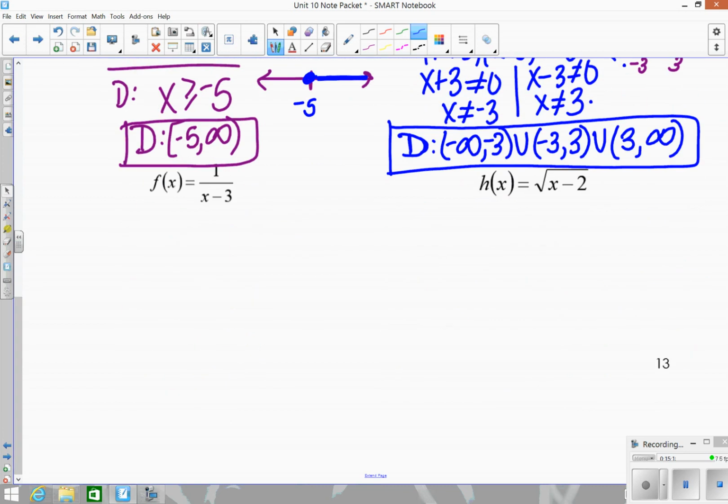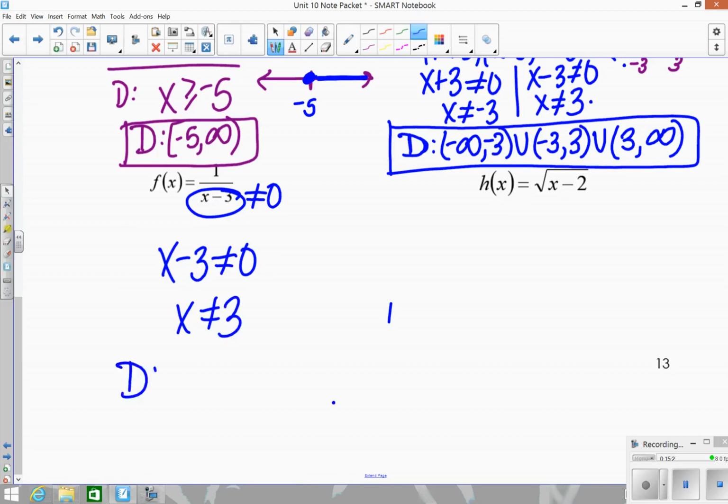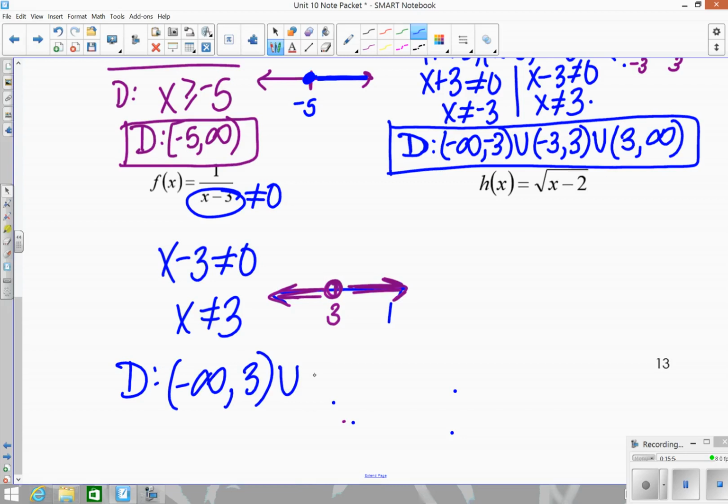So then let's look at just these last two. So this one here, we have a fraction. So again, the denominator cannot equal 0. So x minus 3 does not equal 0. Bring over the 3. So the domain, let's look at this on a number line. I cannot equal 3. So I have everything on the left and everything on the right of 3. It's just everything except for 3. So that means when I go to write this in interval notation, negative infinity, I stop when I get to 3, open circle because I don't want to include it, but then I pick back up on 3 and go to positive infinity.